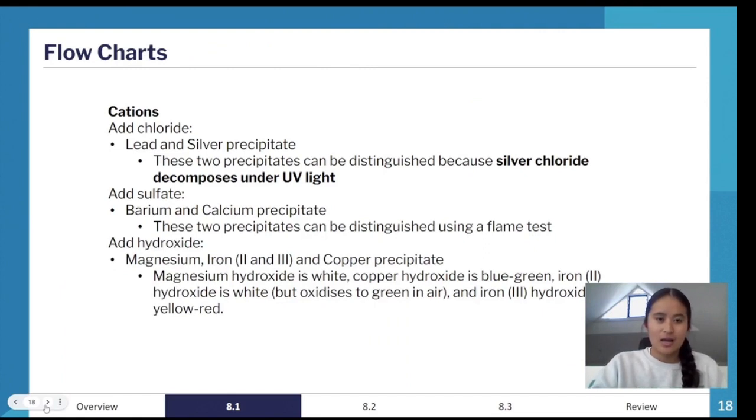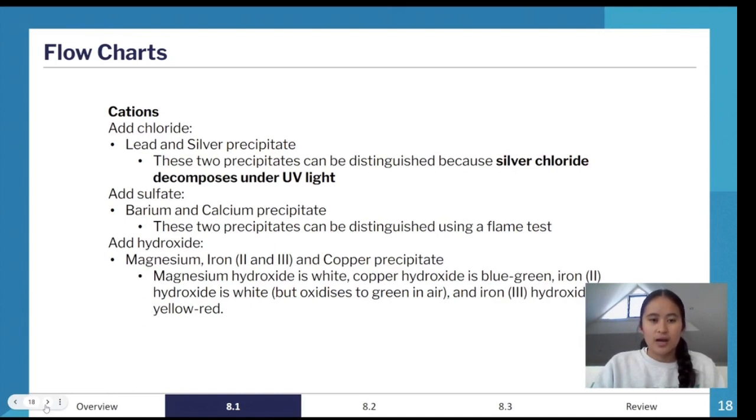So, for flowcharts, a lot of questions when it comes to identifying ions require thinking like a flowchart. So it's like the process of elimination, basically. You start with something, and then if it does this, so let's say you start with all the cations in a mix and you add chloride, then you can have a precipitate form with lead or silver. Then when you're choosing between those two, what you can do is put the precipitate under UV light, and silver will decompose, so if it doesn't decompose, you know it's lead. If it does decompose, you'll know it was silver. So that kind of thing.